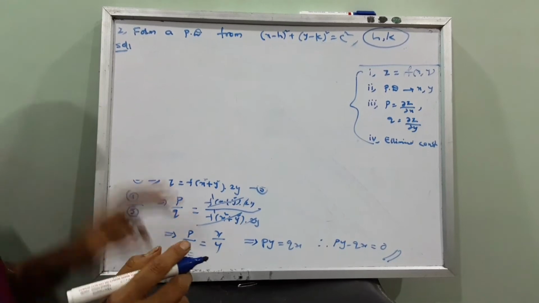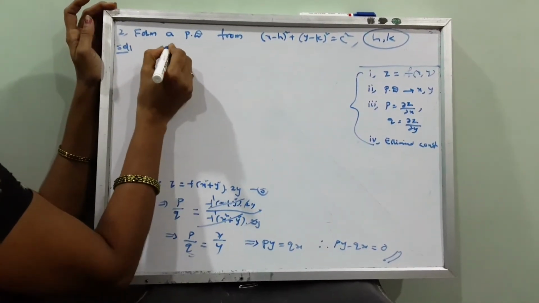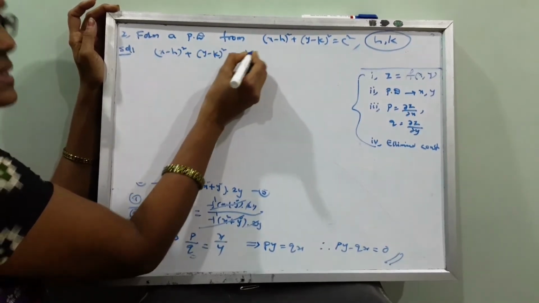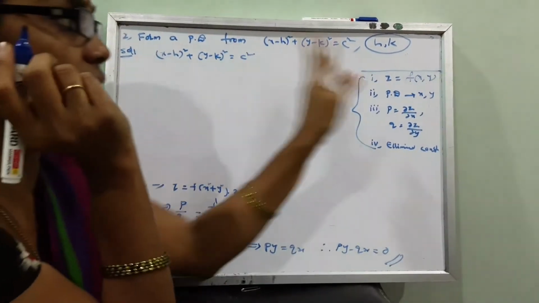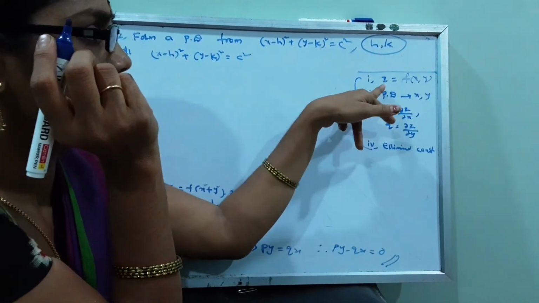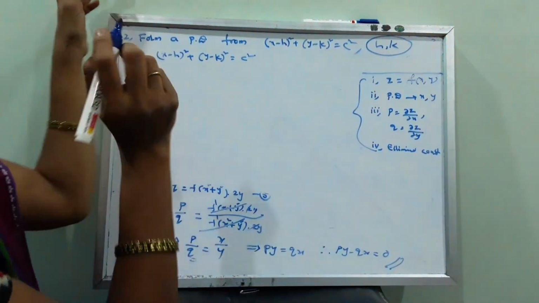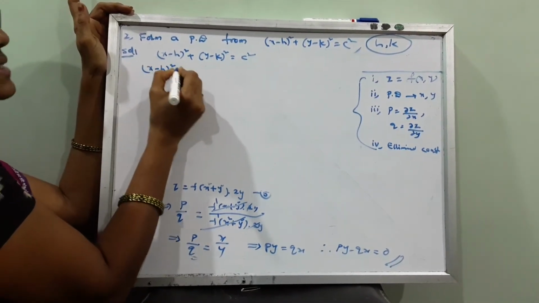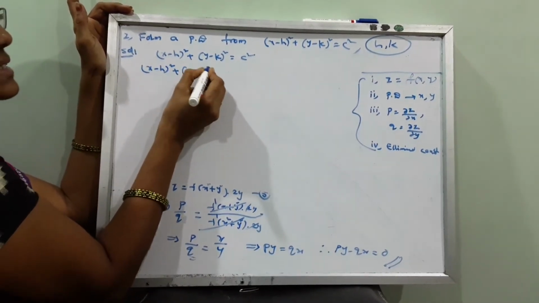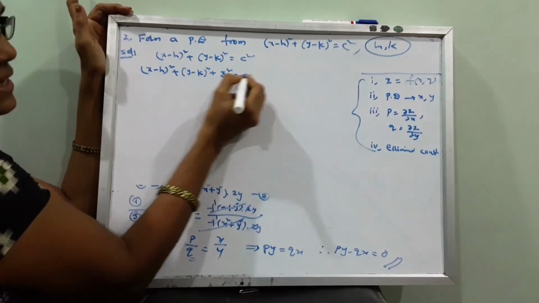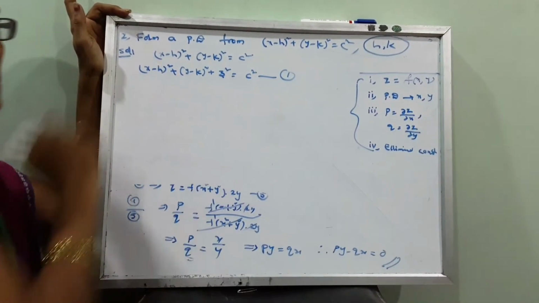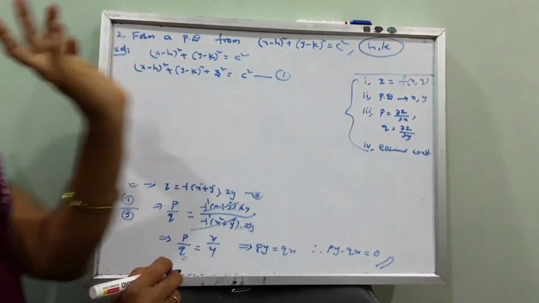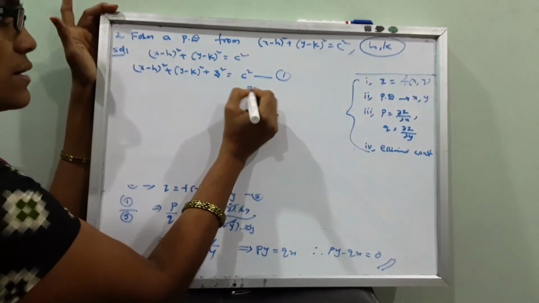The solution for this given equation is x minus h whole square plus y minus k whole square is equal to c square. But here z is not there, while in the working rule z is in the form z is equal to f of x comma y. Therefore this equation can be written as x minus h whole square plus y minus k whole square plus z square is equal to c square. Equation 1.